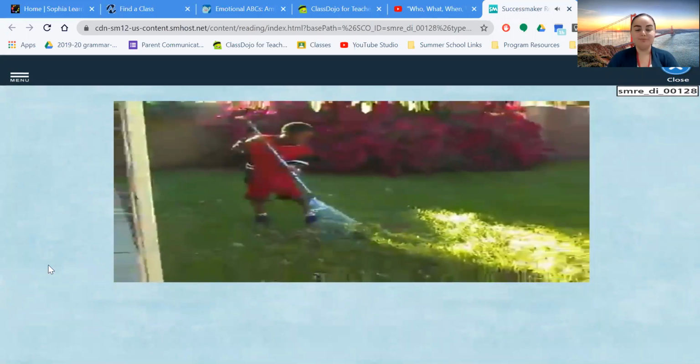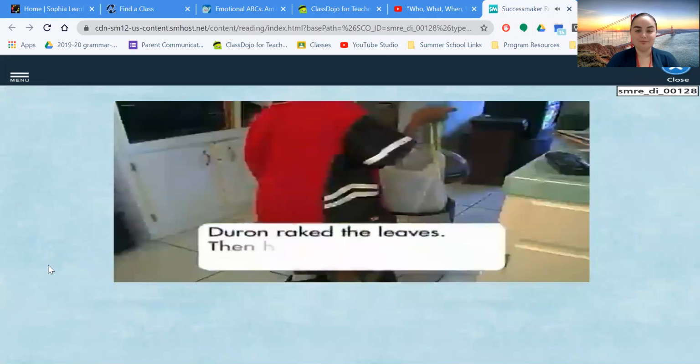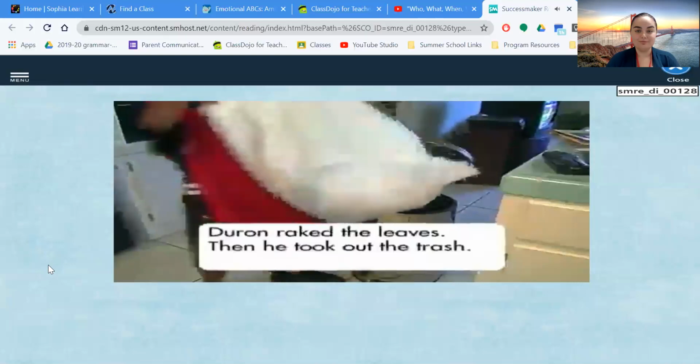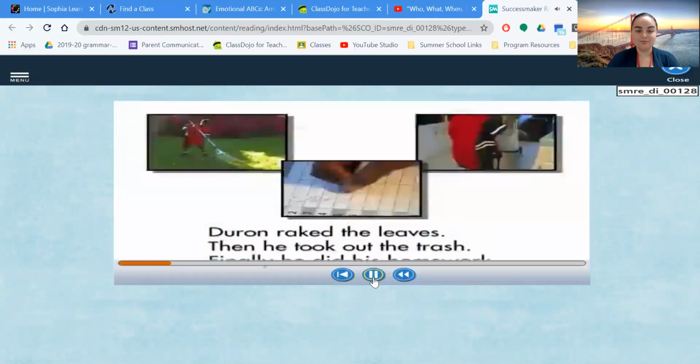Sequence is the order in which things happen. Duran raked the leaves. Then he took out the trash. Finally, he did his homework. Okay, so talking about the order of events here. First he raked the leaves, then he took out the trash, then finally he did his homework.